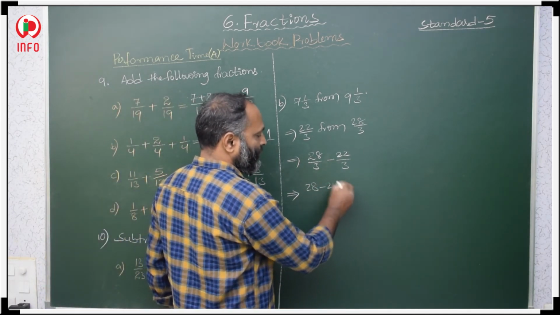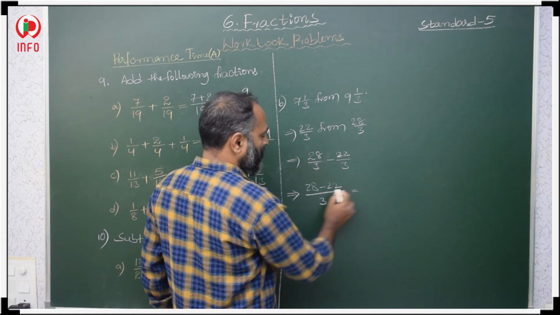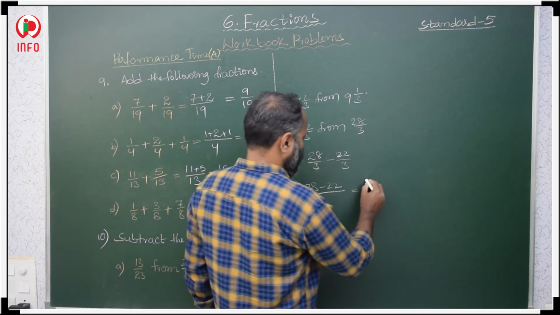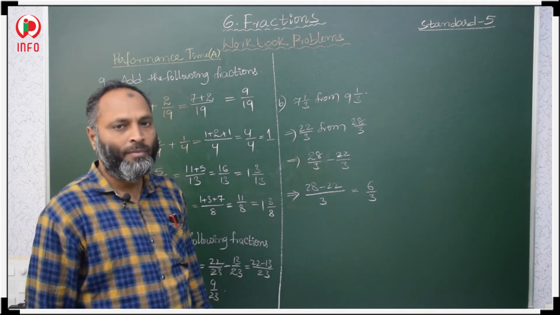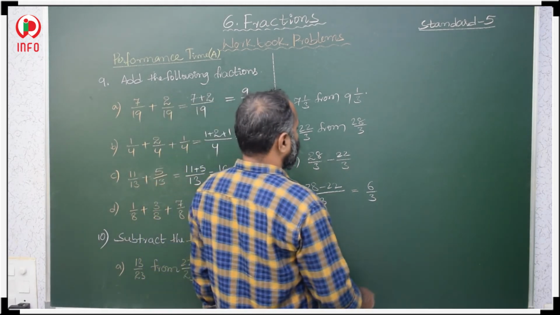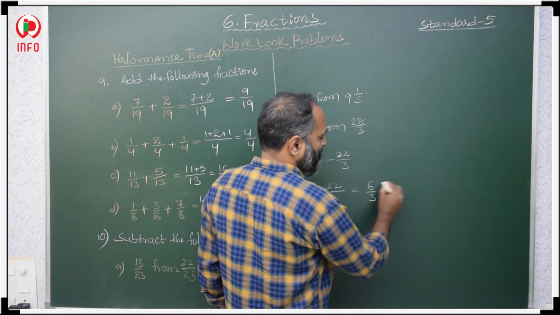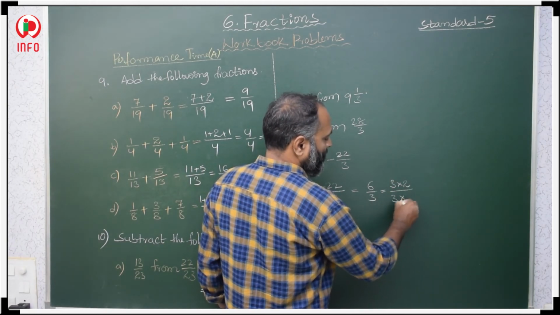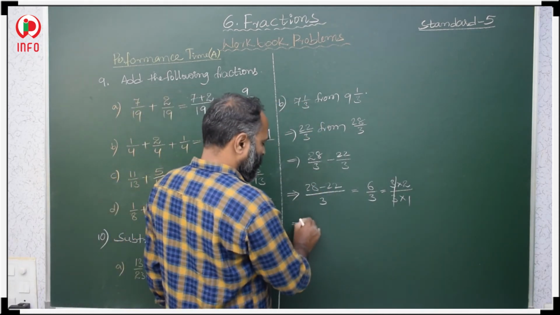28 minus 22, the numerator difference over the common denominator. 28 minus 22 is how much? It is 6 by 3. Now this is not in simplified form. How to convert this into simplified form? 6 means 3 2s are 6, and 3 1s are 3, so the 3s get cancelled. Then 2 by 1 is the answer.